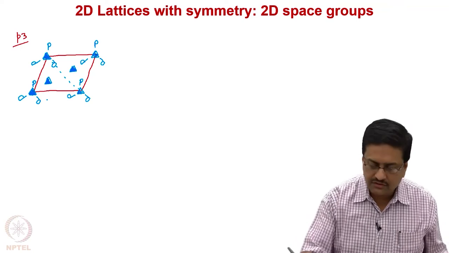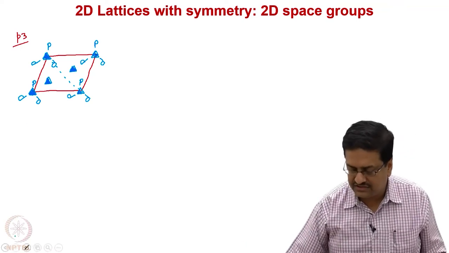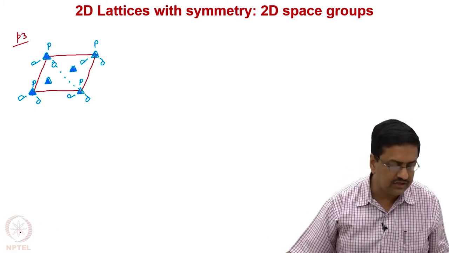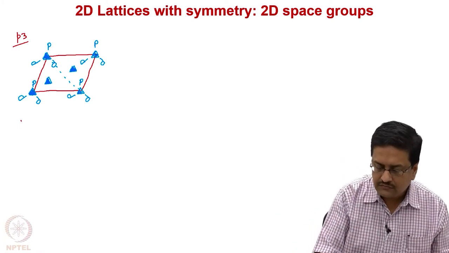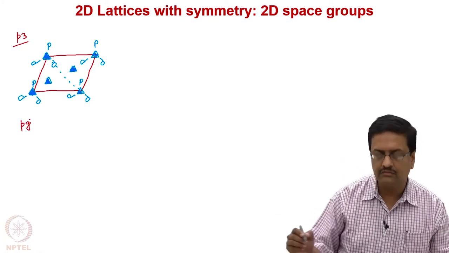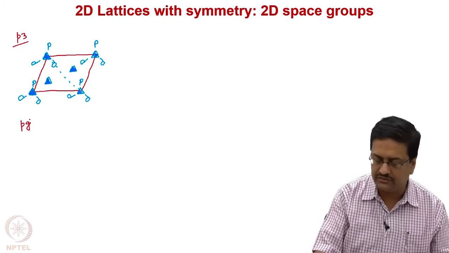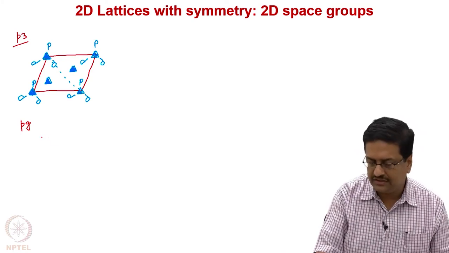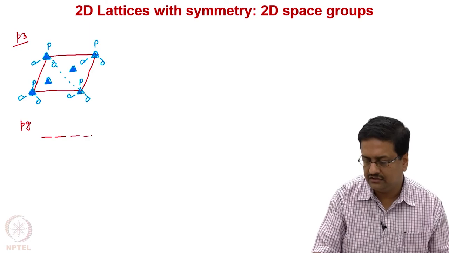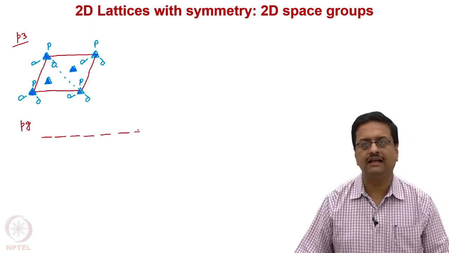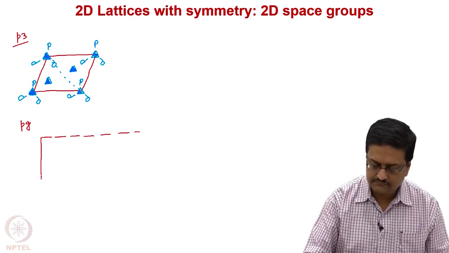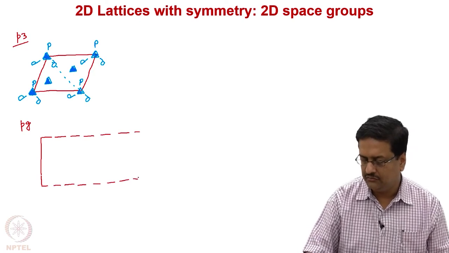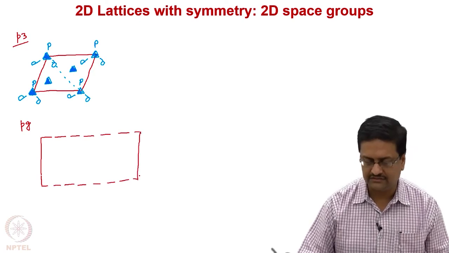Now let us try to draw another one, which is PG. I am only going to do the ones which may be difficult to understand. The rest of it, I would like you to go through the textbook and do yourself. As I said, it is glide. So the glide symmetry is drawn as dashed lines. The unit cell is drawn with a bold line, but the glide is drawn as a dashed line.